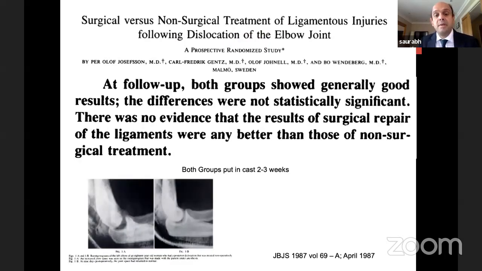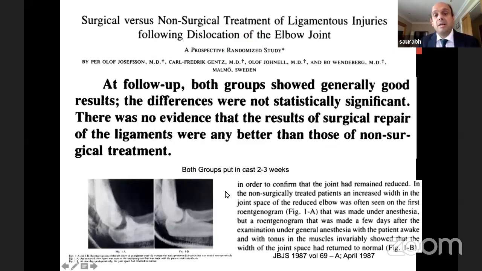Again, this paper basically said the same thing, that there's no difference whether you do a surgery or you manage them non-operatively. The idea is to get them going early, give them a plaster cast even for 2 weeks, not even 3, and get them going. Dynamic congruity. Your biceps and brachialis contract and keep the elbow reduced.